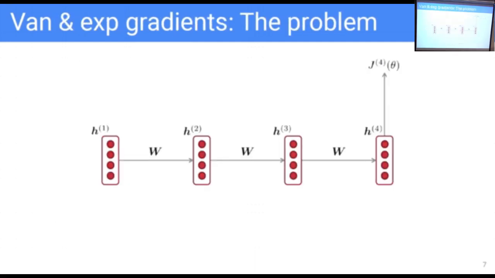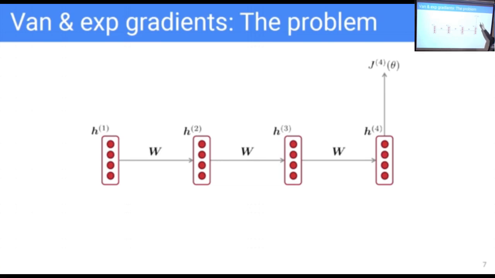Okay, so let's examine why the problem of vanishing and exploding gradients happens. If you look at several steps of a recurrent neural network, in reality the neural network is only this, with this W feeding to itself, but we have unfolded it in time, as in four different time steps, which is what we always do in the backpropagation through time algorithm.